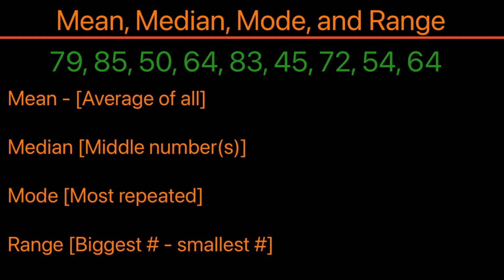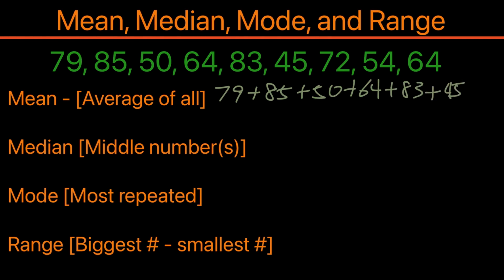First, mean means the average of all. So what we want to do is take all the numbers and add them together: 79 plus 85 plus 50, 64, 83, 45, 72, 54, 64. If we punch them in a calculator, we'll see the answer come out to 596.